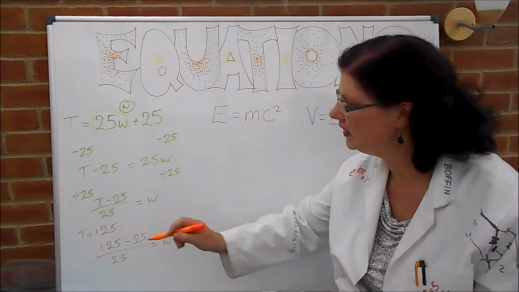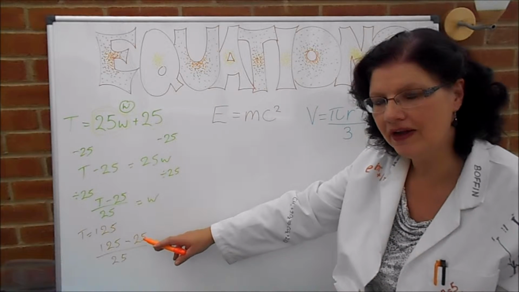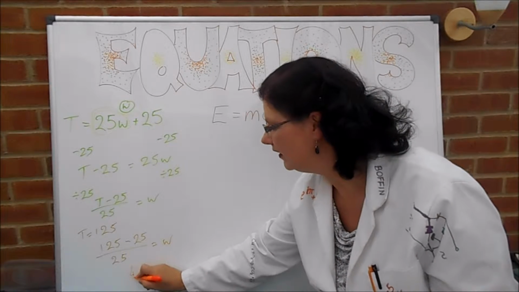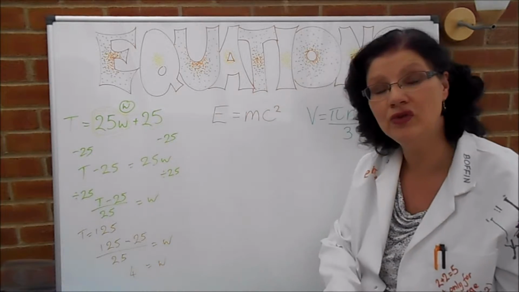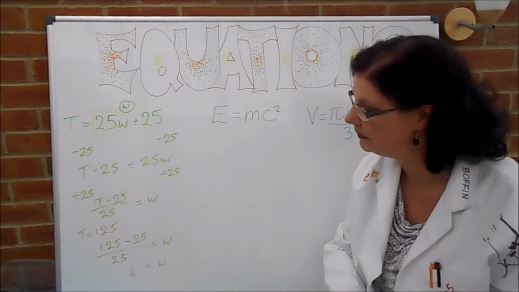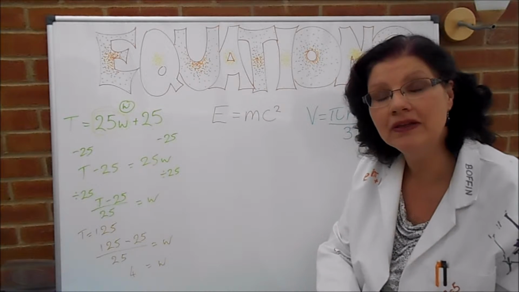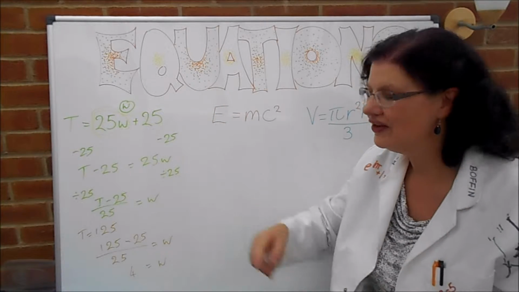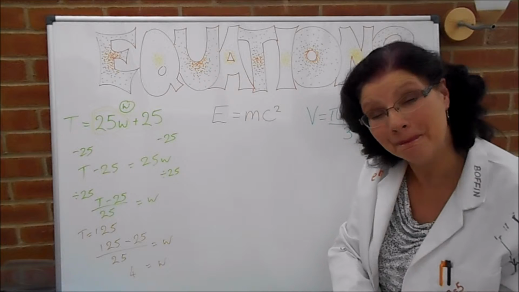So in 125 minutes, take away 25, that's 100. 100 divided by 25 gives us a value of 4 kilograms. So you could cook a 4 kilogram piece of meat there. And yeah, that's right. We knew that. That was the one we used for testing at the beginning. So there we have changed the subject of the formula.